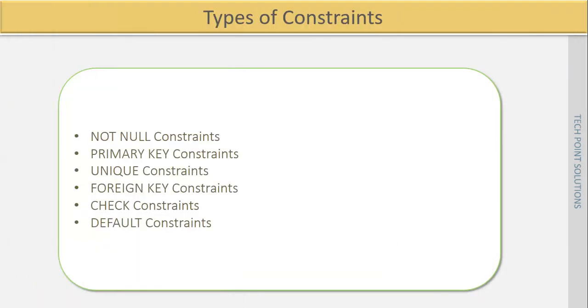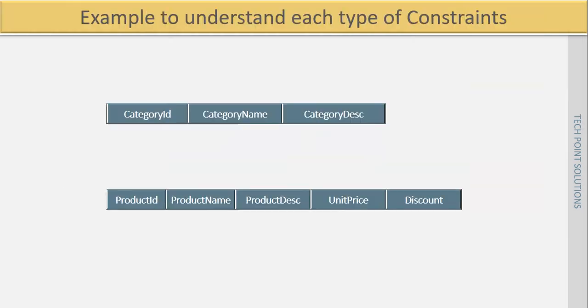These are the types of constraints: not null constraint, primary key constraint, unique constraint, foreign key constraint, check constraint and default constraint. Let's take an example to understand each type of constraint. In this example, we will create a product category table which contains category ID, category name and category description, and we will create another table called products with product ID, product details, unit price and discount. So let's understand each type of constraint, and we will create these two tables.